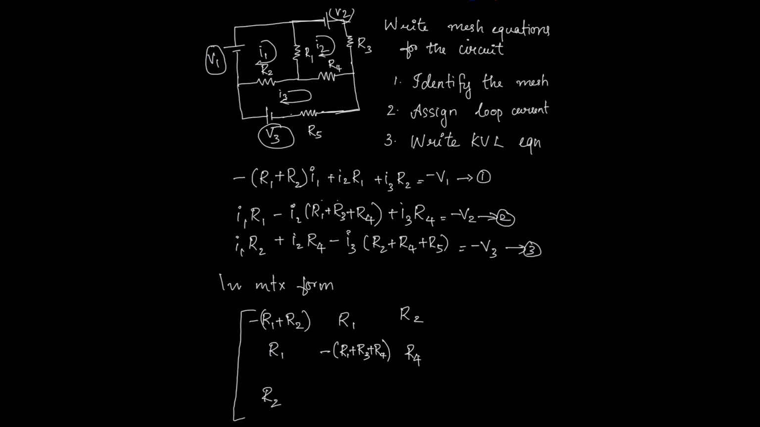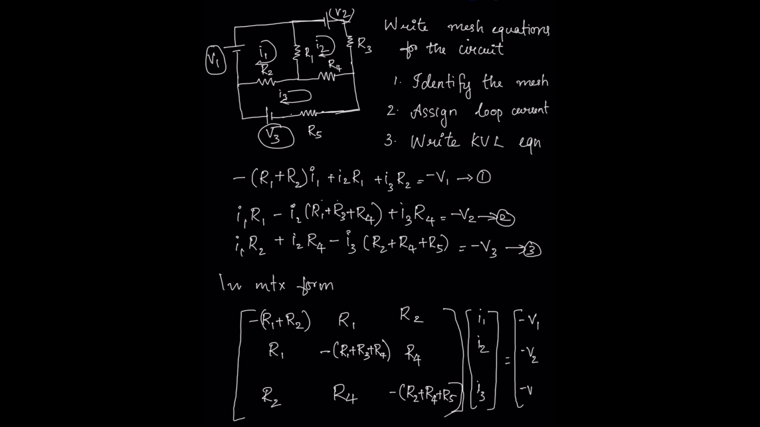Then R2, R4, minus R2, plus R4, plus R5, into I1, I2, I3 is equal to minus V1, minus V2, minus V3. So this is the matrix form.